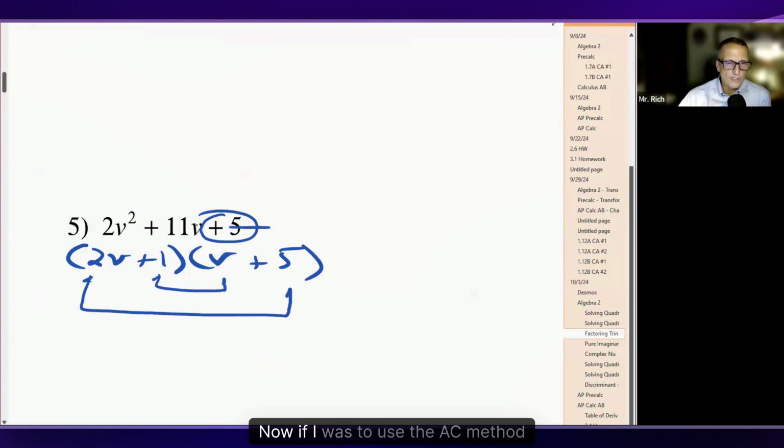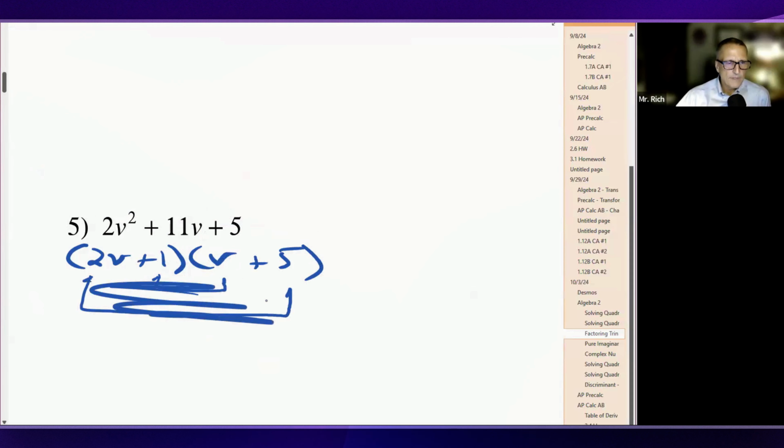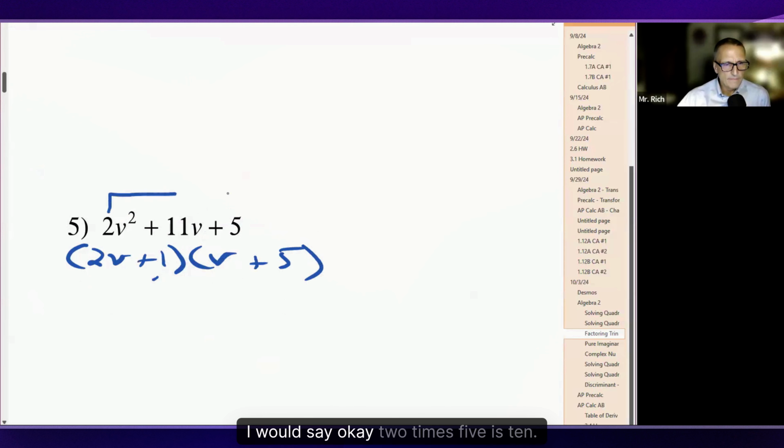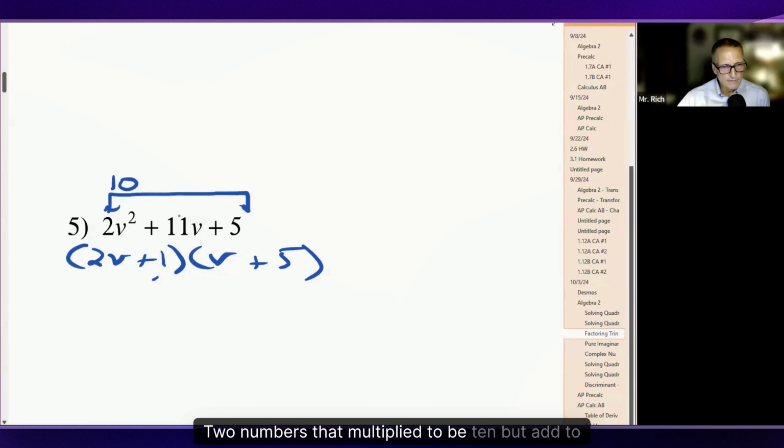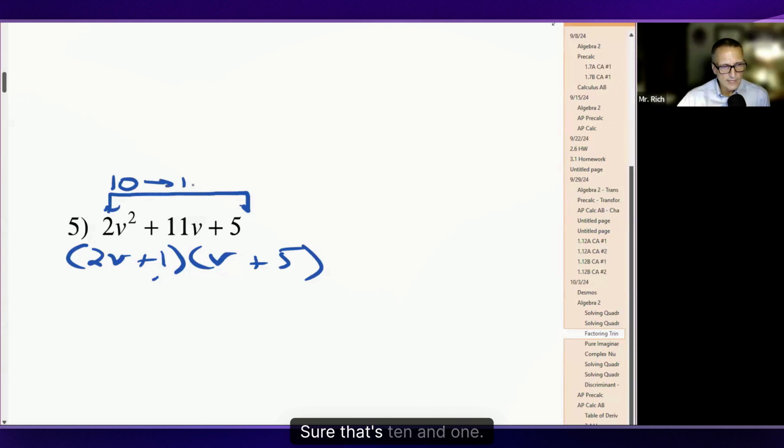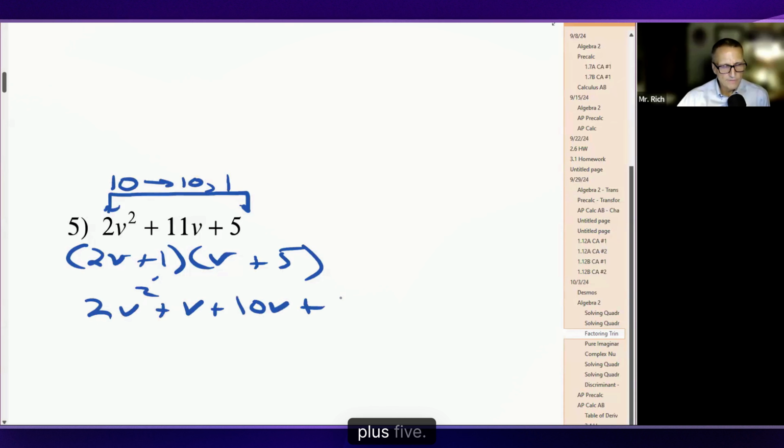Now, if I was to use the AC method, I would do this. I would say, okay, 2 times 5 is 10. Two numbers that multiply to be 10 but add to be 11, sure, that's 10 and 1. So I would rewrite this as 2v squared plus 1v plus 10v plus 5.